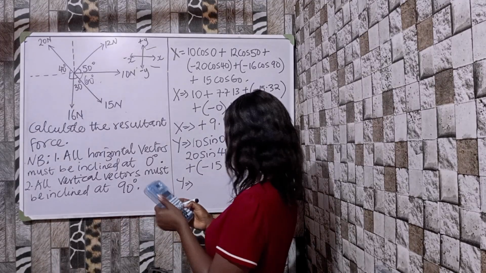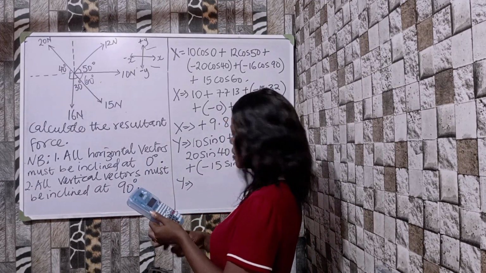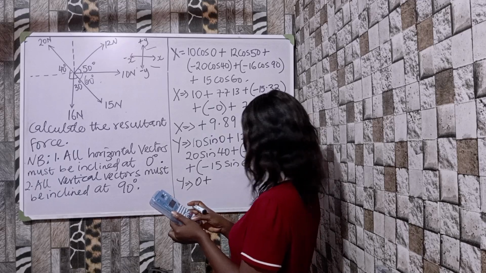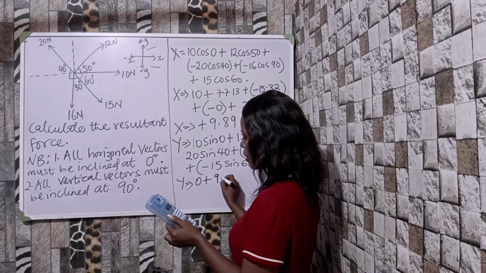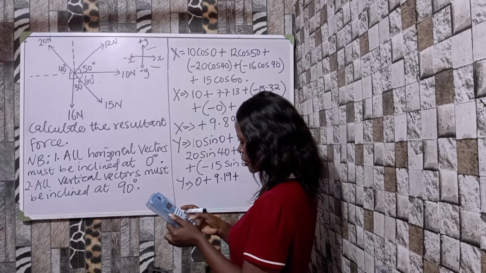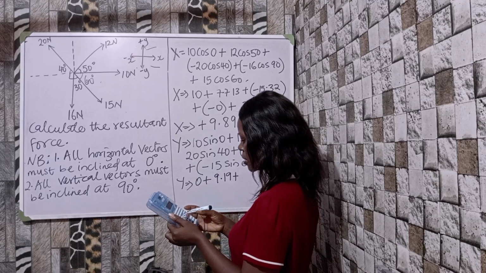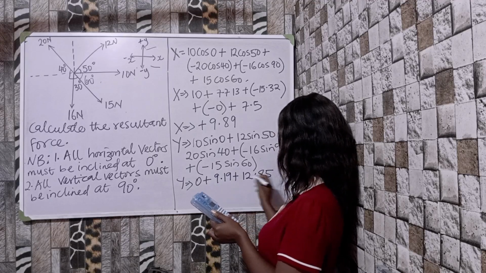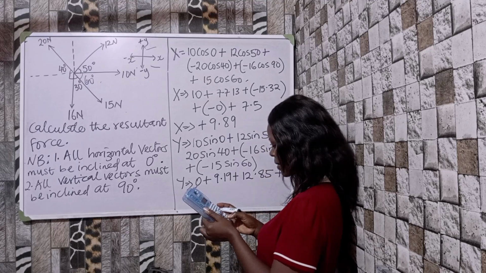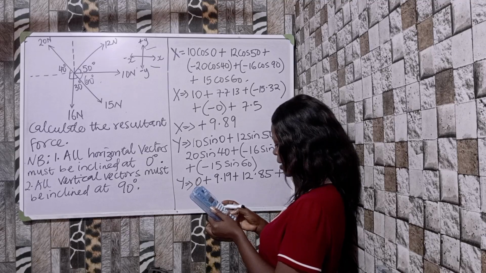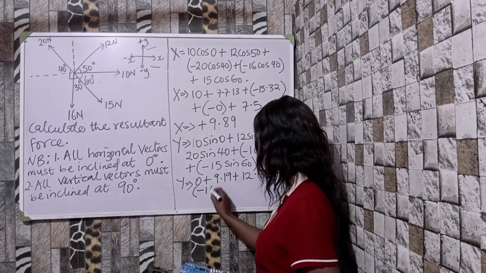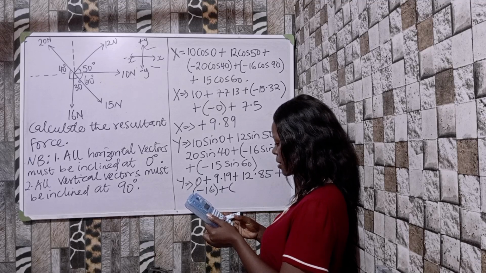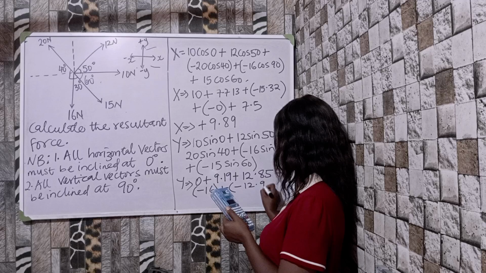So let's solve it again. Let's calculate. 10 sine 0 is going to give me 0, plus 12 sine 50 equals 9.19, plus 20 sine 40, we have 12.85, okay, plus bracket 16 sine 90 is equal to 16, that is minus 16, plus bracket 15 sin 60. I will have minus 12.99.